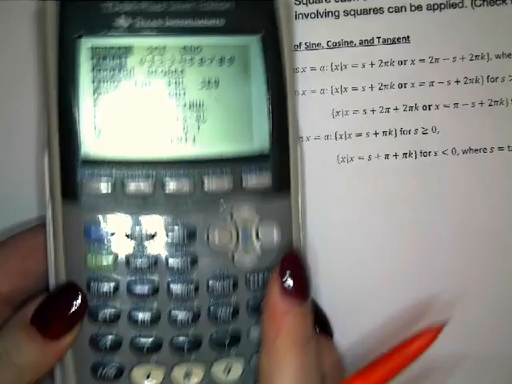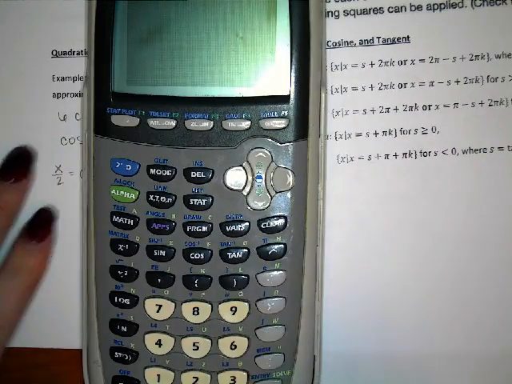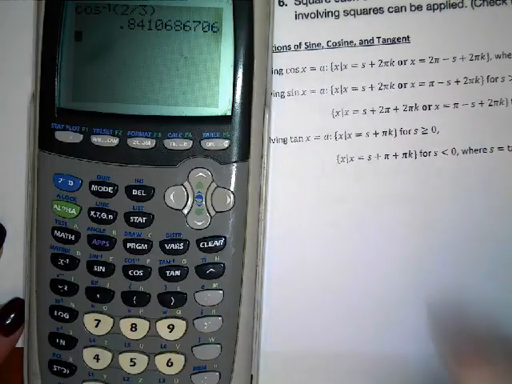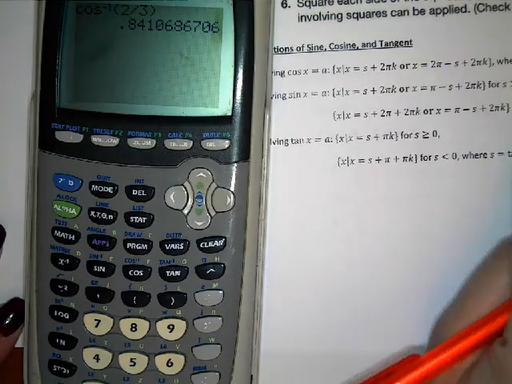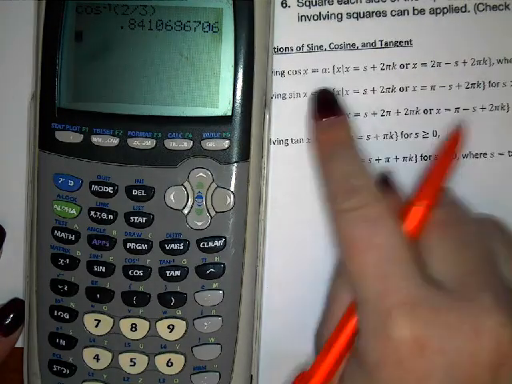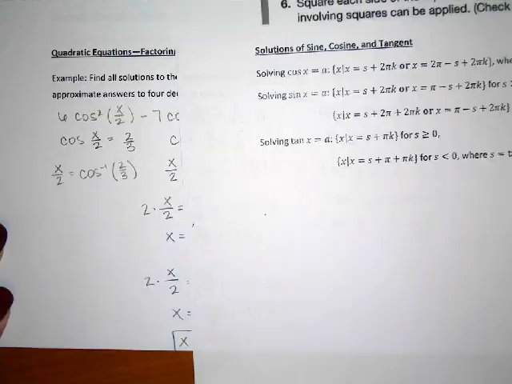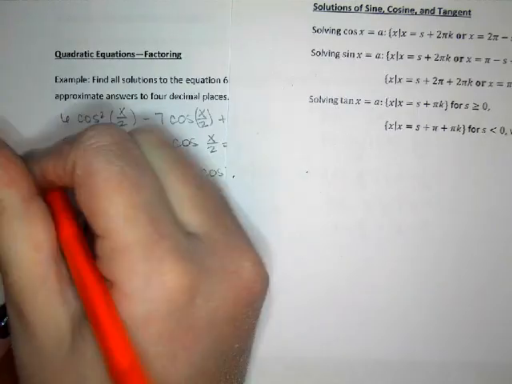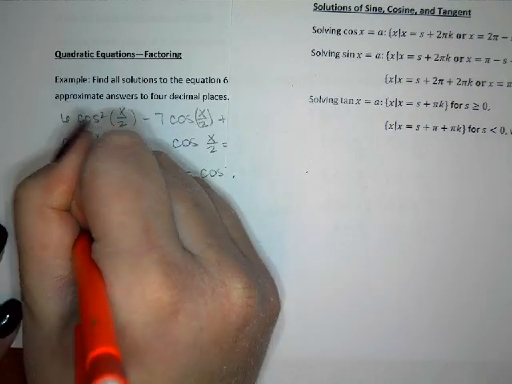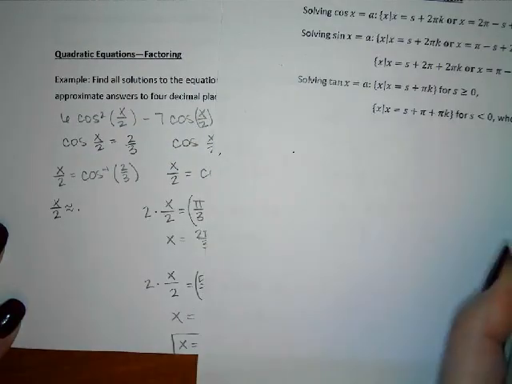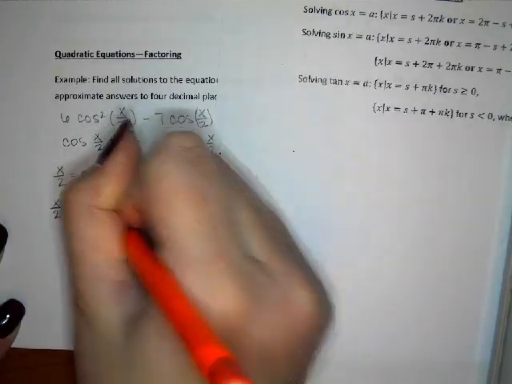And I'm going to do cos inverse of 2/3. Okay, and so the cos rule says S is cos inverse of A. It doesn't matter if S is positive or negative. And so it says the first rule is it's just S plus 2 pi k. So this is x divided by 2 is approximately S plus 0.841 plus 2 pi k.